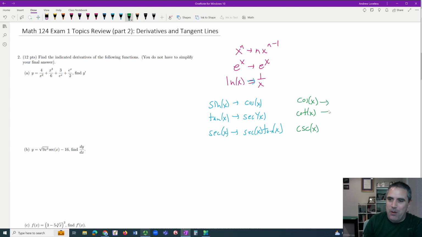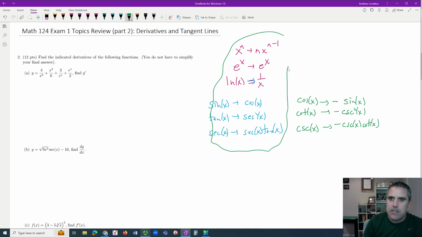Because it sounds like I'm a pirate or something. These all have a negative. And so I'm always mad when books don't arrange things this way. Cosine of x. This is cosecant squared of x. This is cosecant cotangent. So honestly, I feel like if you can remember these, then you can remember them all.